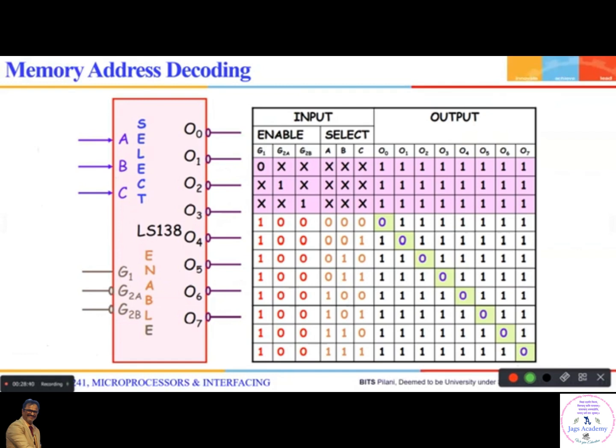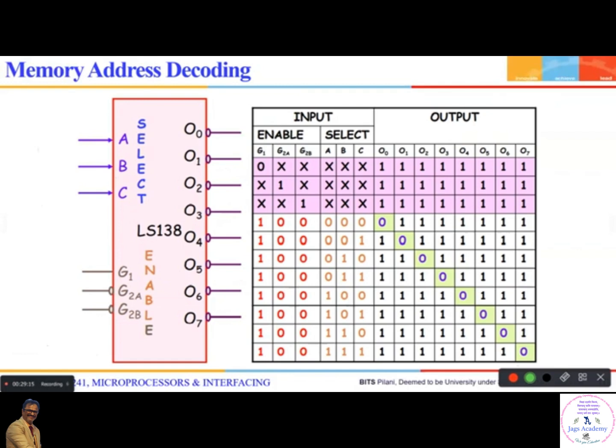This is active low. Active low means what? Whenever you get 0, 0, 0, this line will become 0, and all other lines will become high. Similarly, whenever you give 1, 1, 1, this line will go 0, and all other lines will be high. Have you understood this?